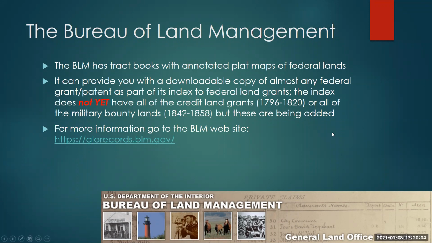Now, they haven't gotten all of the patents in their system yet, but they are working on it. They do not have the credit land grants from 1796 to 1820, and they do not have all the military bounty lands from 1842 to 1858. They will eventually.